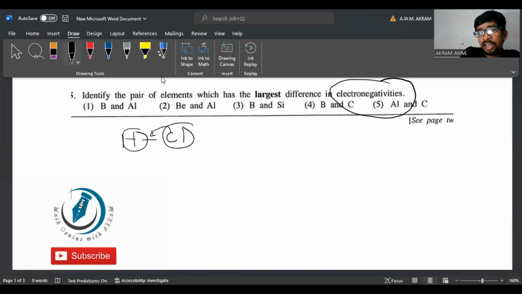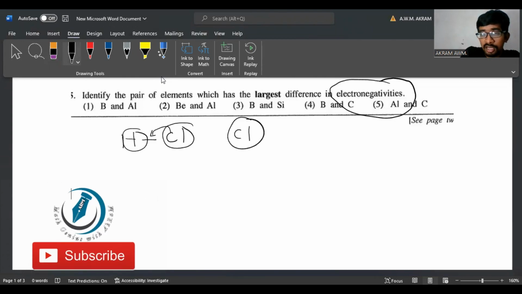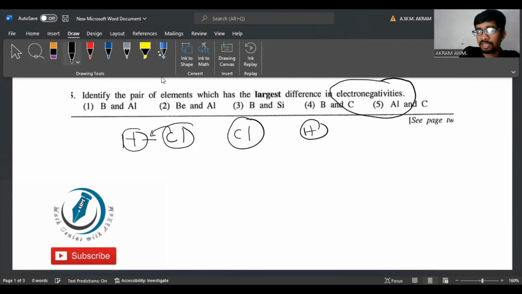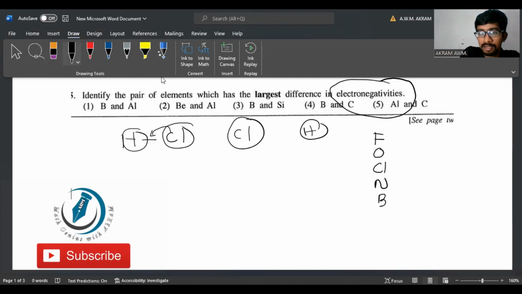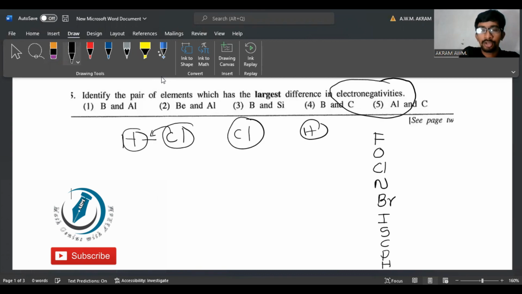So how can I tell that Cl has the largest electronegativity and hydrogen has the lowest? We can see an order of the electronegativity, and here I am writing the order: F, O, Cl, N, Br, I, S, C, P, H. You all need to know these elements' electronegativities. Through this, we can identify the electronegativities of all 20 elements.